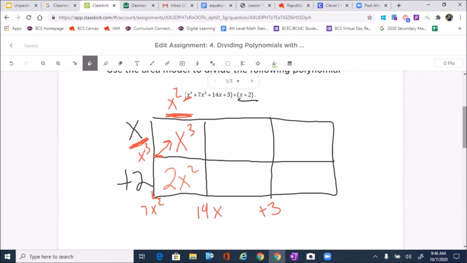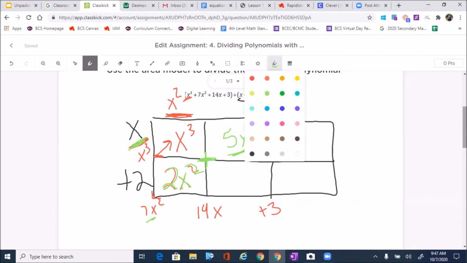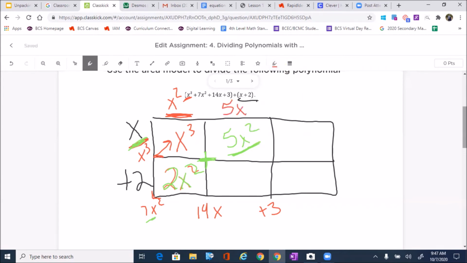Let me change that color. So I'm going to say, and that is 2x squared. Now I say, these little grid lines are nice because they give us the addition sign. I say, what do I add to 2x squared to get 7x squared? I put 5x squared. And then I say, well, what do I multiply x by to get this 5x squared? Well, that must be a 5 and an x. So I'm going to put 5x here.